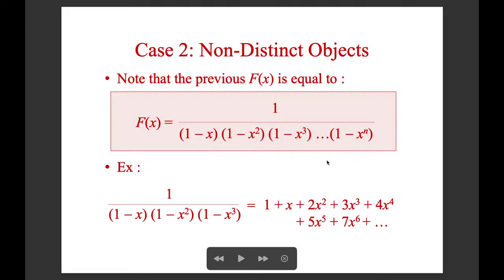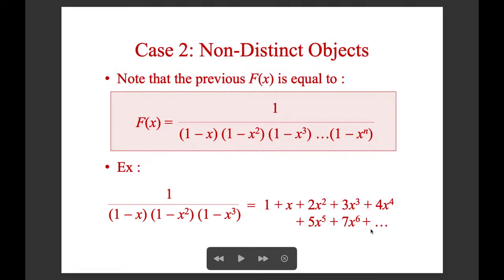Is that okay? Now, suppose that we now have n equal to 3. So the function of x is going to be like this: 1 over 1 minus x, 1 minus x squared, and 1 minus x cubed. Now, if we extract the coefficient of the different x powers here, we can use a long division method or whatever to get the right hand side. So we will get 1 plus x plus 2x squared plus 3x cubed plus 4x^4 and so on and so forth.